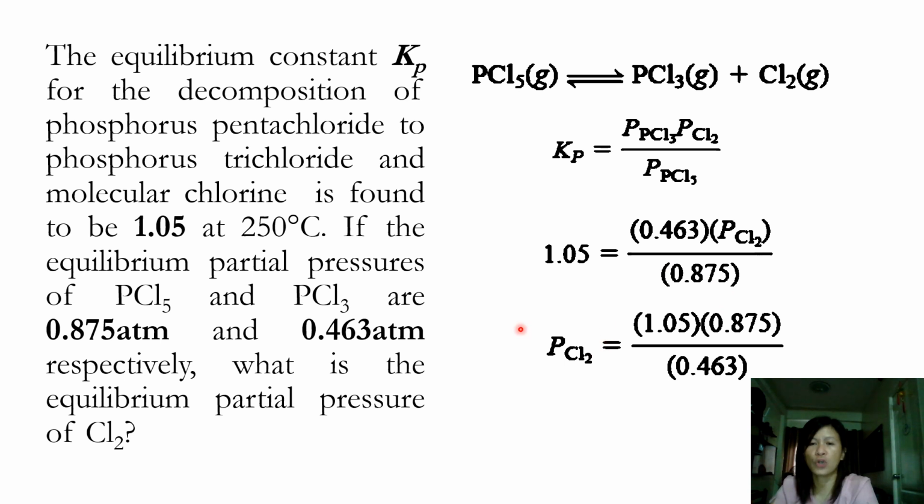So for the equation, we will be having the equilibrium partial pressure of chlorine gas equals the equilibrium constant of the reaction times the partial pressure of the reactant PCl5 divided by the partial pressure of the product PCl3. So doing the operation, 1.05 times 0.875 divided by 0.463, we shall have 1.98 atm is the equilibrium partial pressure of the other product, chlorine gas.